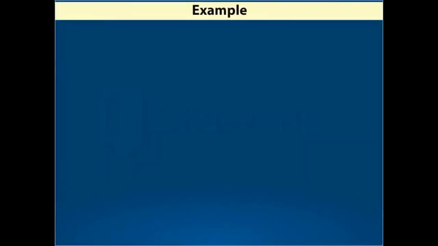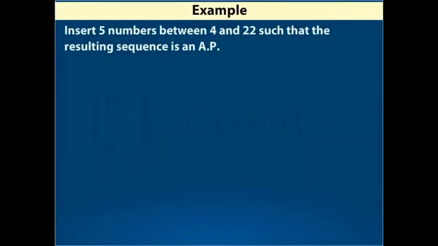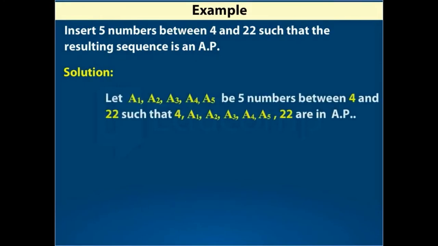We will now consider an example to insert 5 numbers between 4 and 22 such that the resulting sequence is an arithmetic progression. Solution. Let A1, A2, A3, A4, A5 be 5 numbers between 4 and 22 such that 4, A1, A2, A3, A4, A5, 22 are in arithmetic progression.